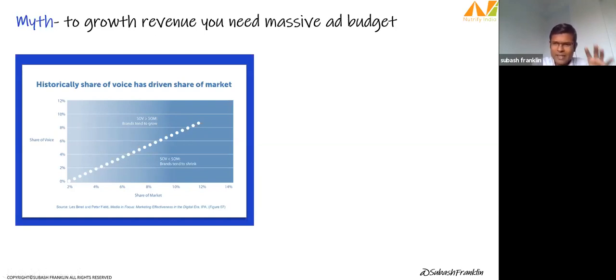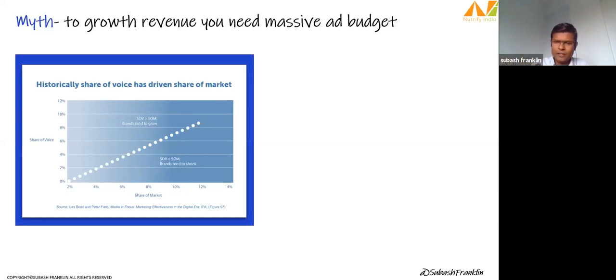But this is a slightly warped theory. Why I'm saying it's a warped theory is because you look at companies like Zoom, Google, Chobani. These are all companies who have not spent massive money but have grown phenomenally. Why did they grow phenomenally?